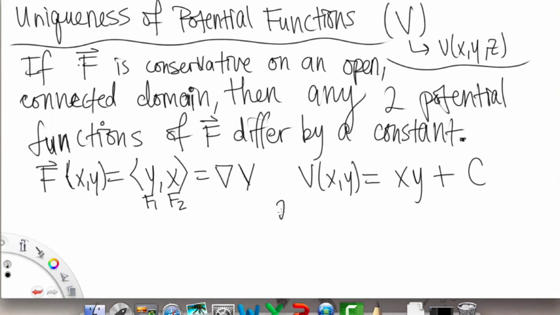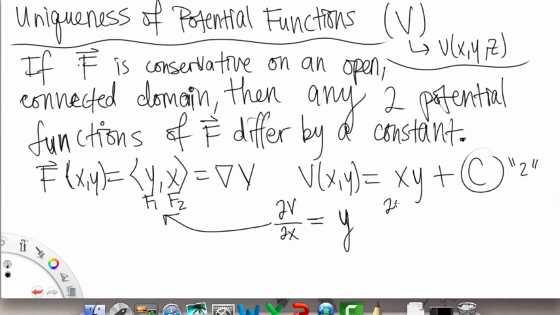So you could check too. Let's take the partial of v with respect to x. If we differentiate this with respect to x, we're holding y constant, so it turns out to be just y, right? And that turned out to be f sub 1, okay? So yes, that makes sense there. And the constant here, think of that as like 2 or something. It's just a number, so when you differentiate once, it goes away already.